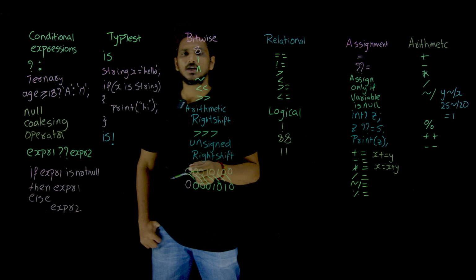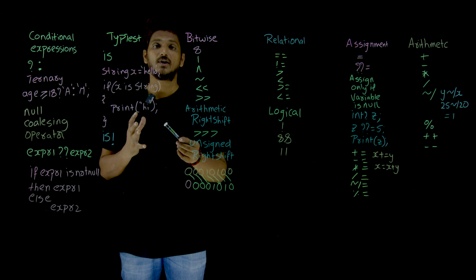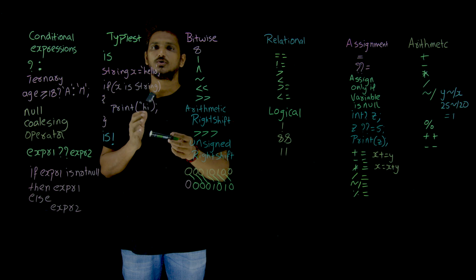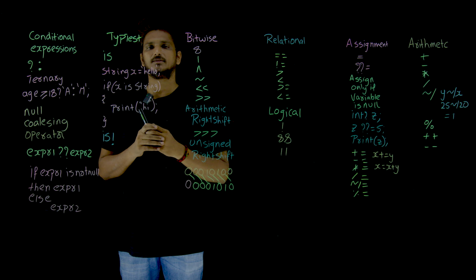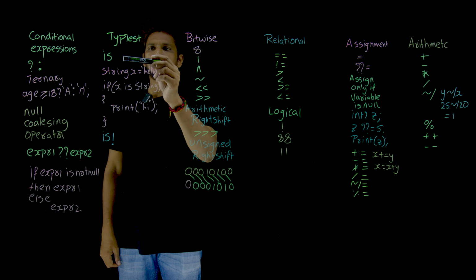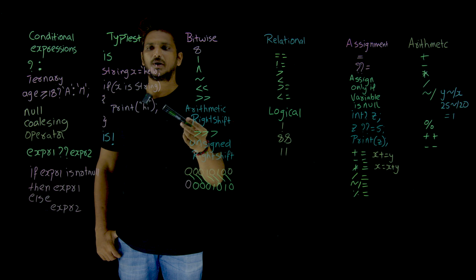Now coming to the next one, the type test operator. We have the flexibility to check the type of the variable, so for which type it is going to be assigned. Maybe Python also has this operator, like the is operator. With an example, you are going to get a better understanding.